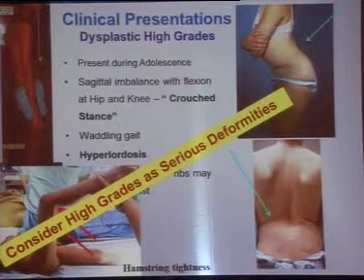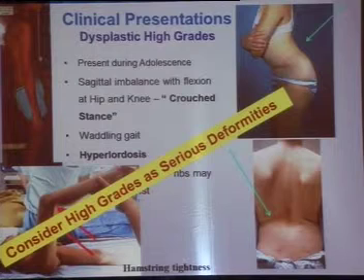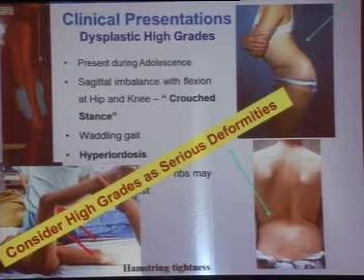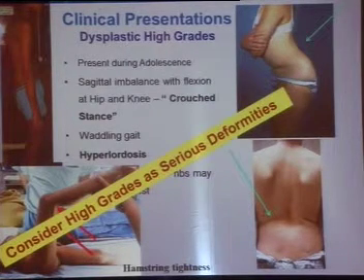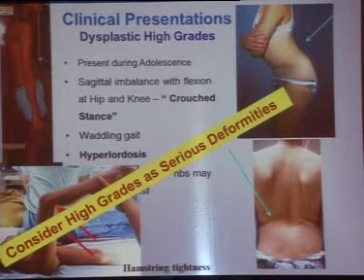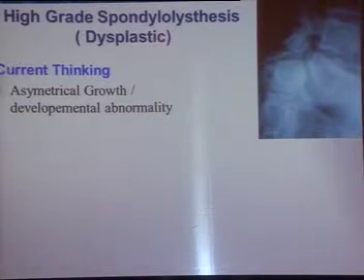So all this leads to these high-grade dysplastic ones being considered as serious deformities. I mean, we treat kyphosis of 30 degrees in tuberculosis. We are very concerned about it at the thoracolumbar junction. But what about this? What about a picture like this? We just do not want to treat these. So this is definitely a deformity which has to be looked into.